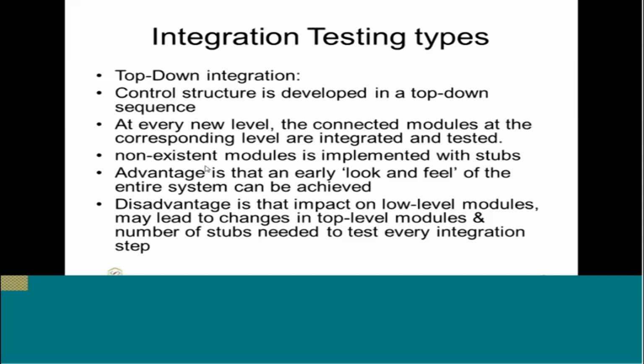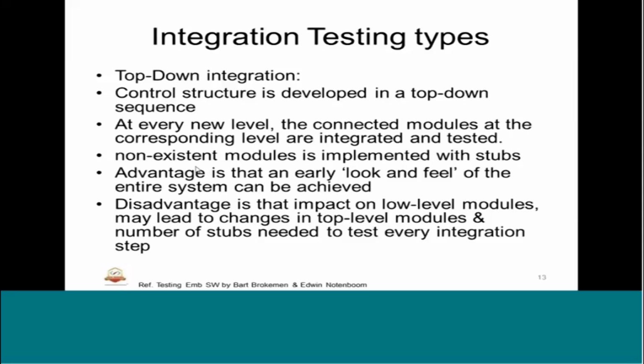The disadvantage is that impact on low-level modules may lead to changes in top-level modules. So we don't know what the impact is, and we may have to wait for all the modules to be completed. We cannot do a progressive thing until the top-level module is done, so that if one or two low-level modules are not done, we can stop and test it. So we need a number of stubs for every integration step.